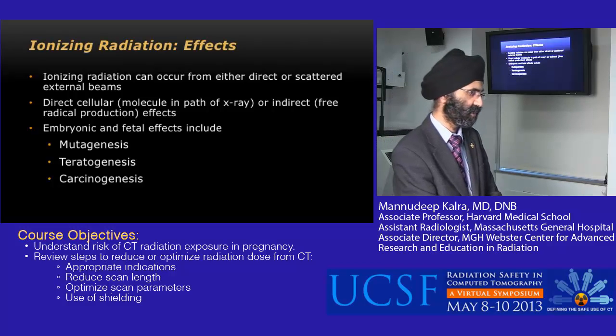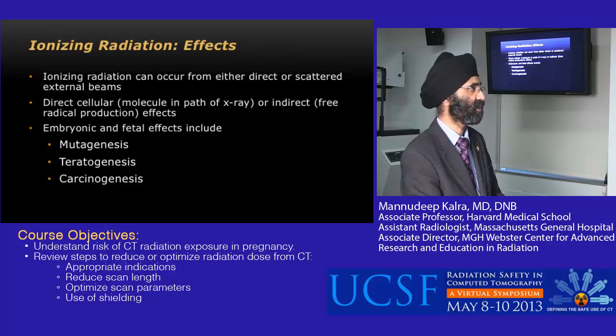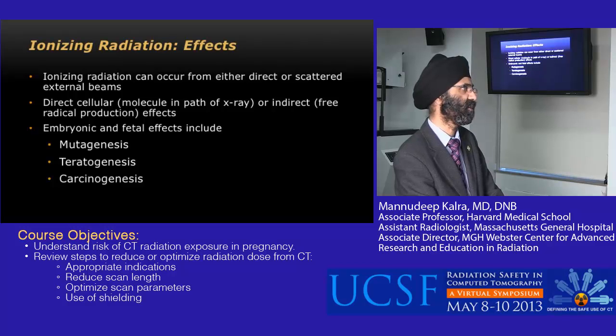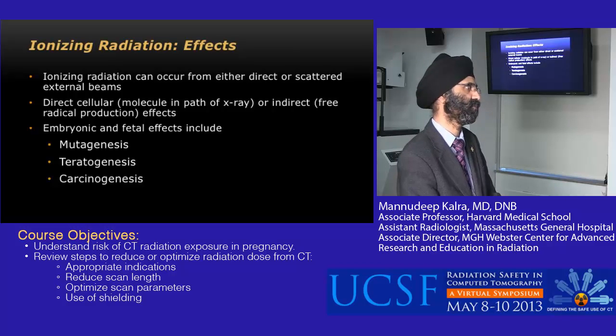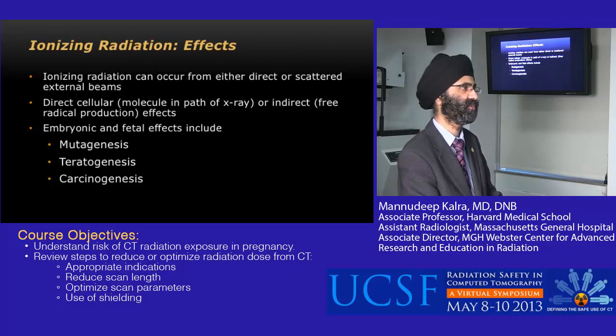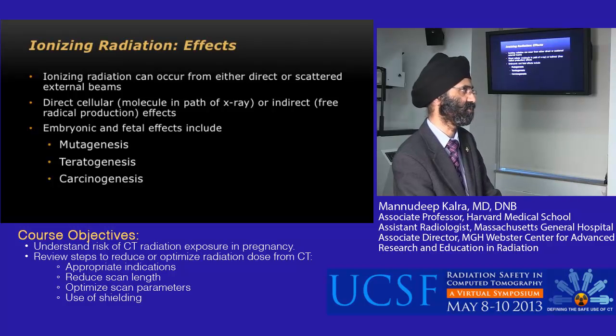Ionizing radiation effects in pregnancy. Well, the ionizing radiation to the fetus or the conceptus can occur either from direct exposure, which is when the fetus or the embryo lie in the direct path of the X-rays from the CT, or from the scattered X-ray exposure, where the fetus may receive radiation dose from scattering happening from a CT that is done outside of the area where the fetus is present. For example, when we are doing chest CT and the fetus in the abdomen gets exposed.